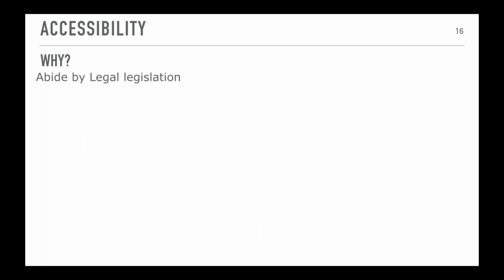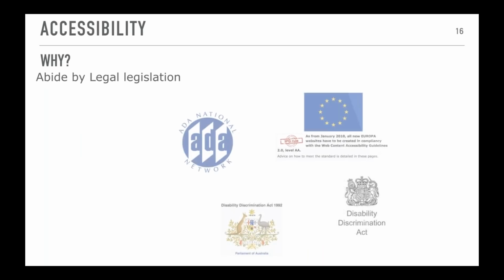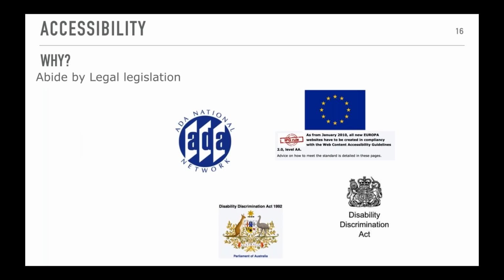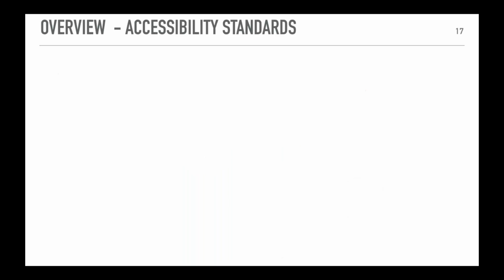Next, of course, we don't want to get sued by people, so we need to abide by legal legislation. There are different acts around the world. There's the ADA National Network in the US, which says applications need to be accessible. The Disability Discrimination Act 1992 in Australia says it needs to develop web applications that are accessible. The same with the UK, and also in Europe, where in January 2010 it was mandated that web content should be accessible as per the WCAG. We are going to discuss that in later slides. It's the Web Content Accessibility Guidelines.